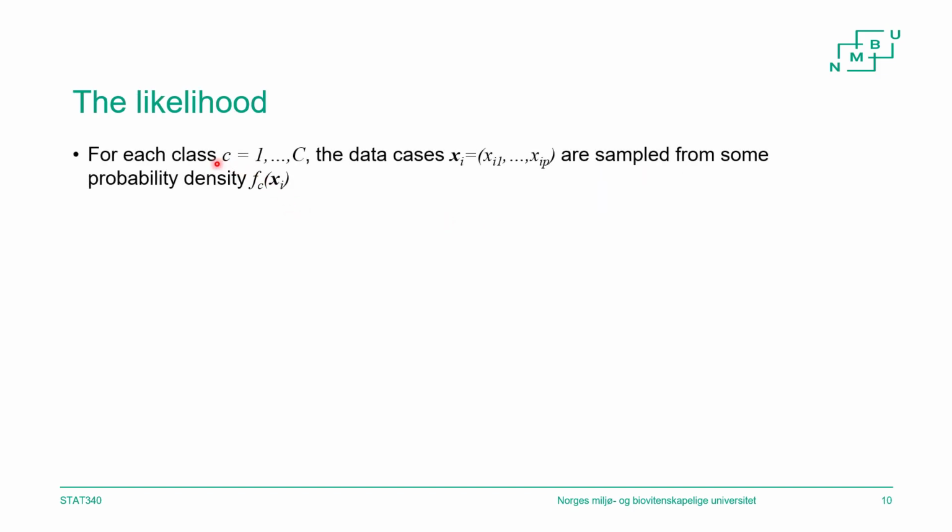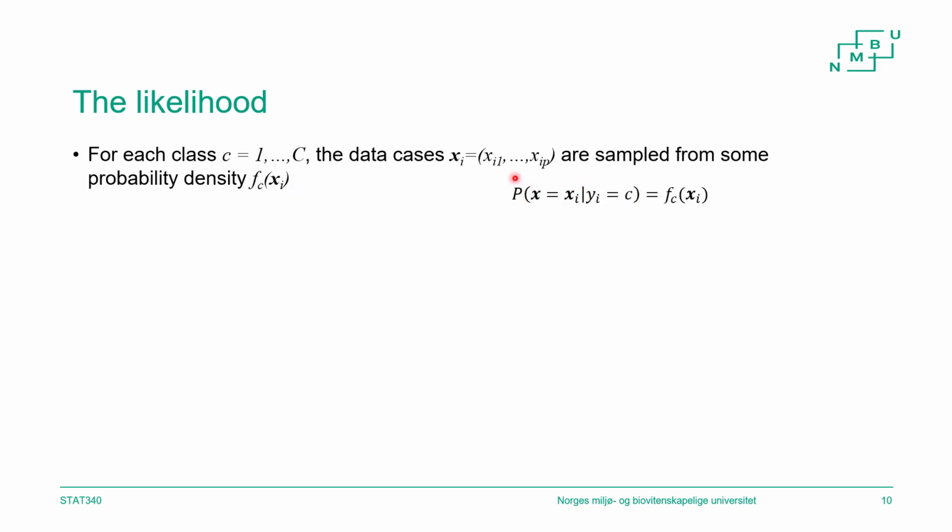So the likelihood. For each class, 1 up to capital C, the data cases are sampled from some probability density. Imagine now we have only one x, that's the easiest to start out with, one x-axis. If you are in class number 1, the x values tend to be on this part of the x-axis. If you are in class number 2, they tend to be in a slightly different part of the x-axis, with some probability density function here.